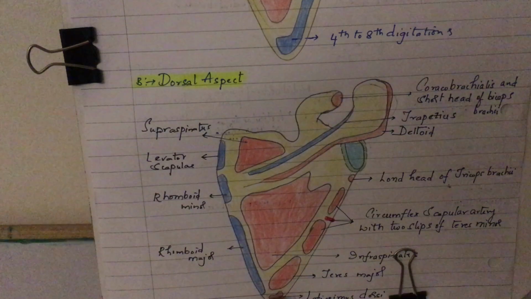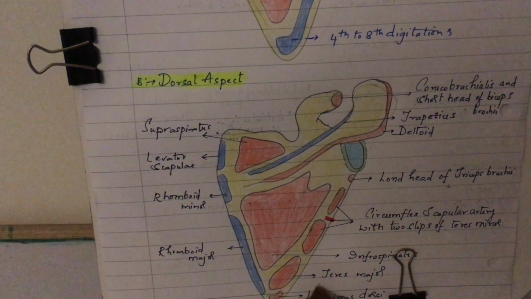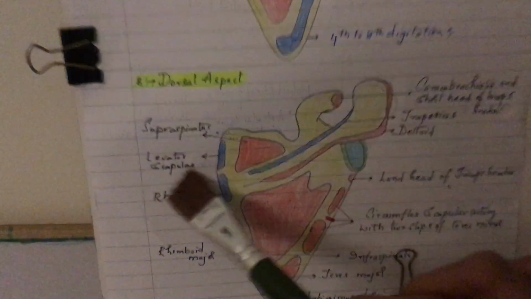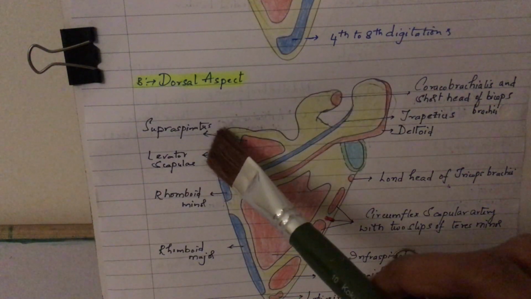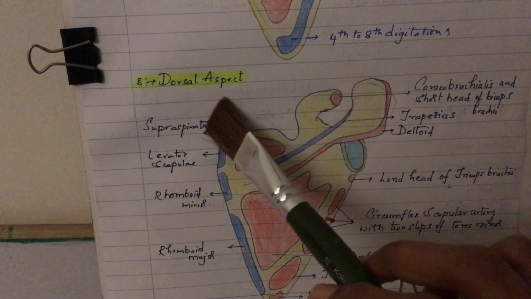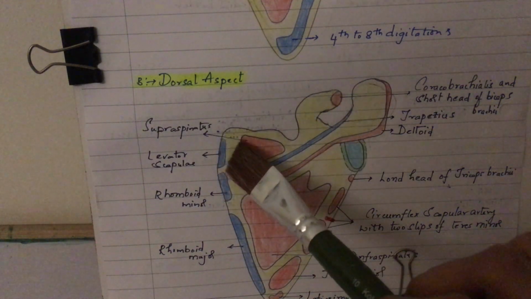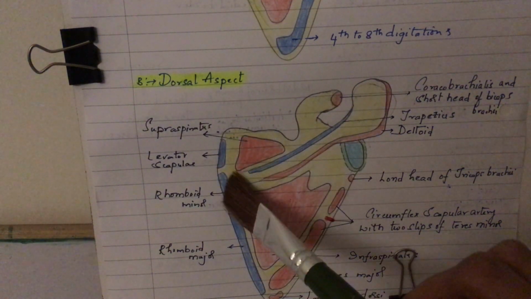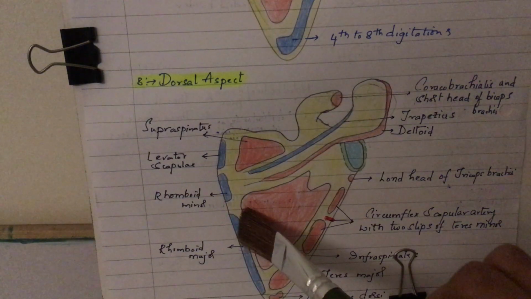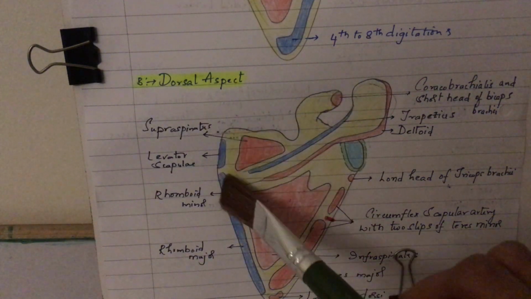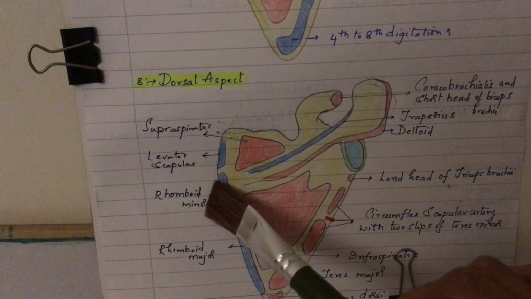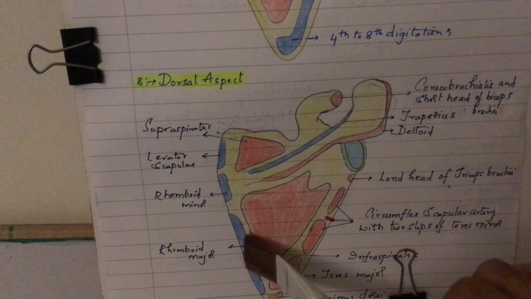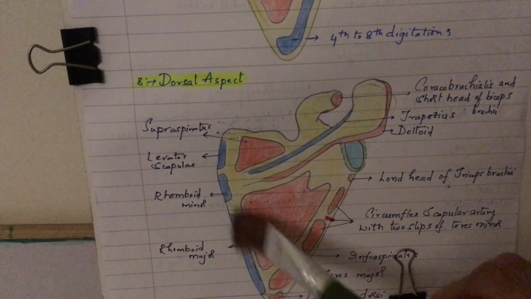It arises from the inferior angle. Coming to levator scapulae, it is inserted along the dorsal aspect of the medial border, from the superior angle up to the root of the spine. We have rhomboid minor and rhomboid major. They also arise from the medial border. Opposite to the root of the spine arise the rhomboid minor and rhomboid major, between the root of the spine and the inferior angle.